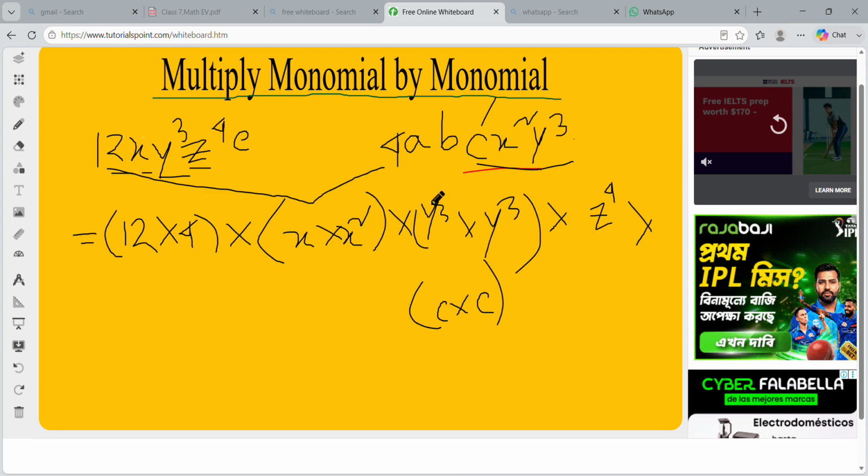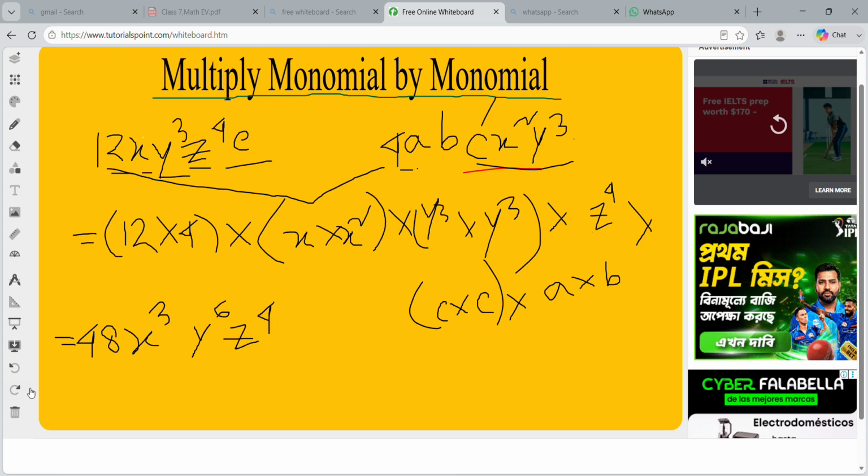Next, I didn't find any remaining ones, but the left one has A and B, so I must write down the left one, A and B, and all terms are already taken in the first step. So what I do is multiply 12 and 4, which gives 48. Here the base is x, so I write that down. The powers are 1 and 2, so I add them. Here the base is y, so I write it down, and the power is 3, so I add that. In a similar way I do the next one.